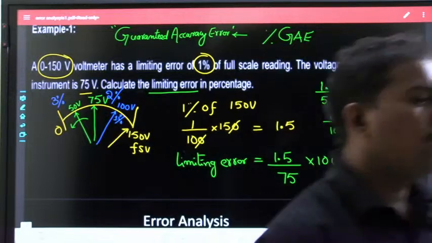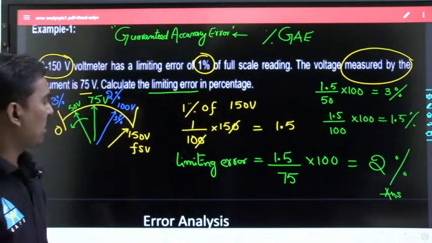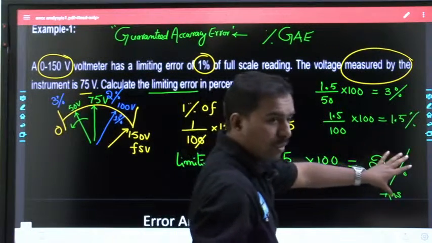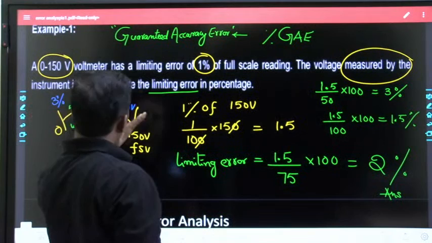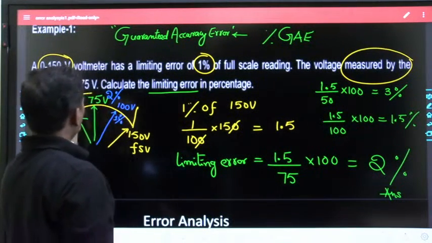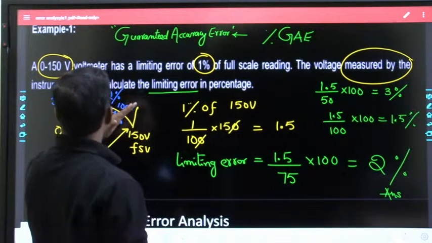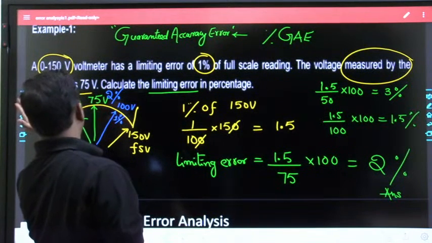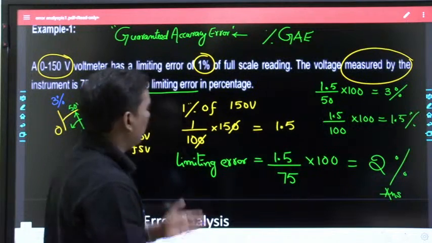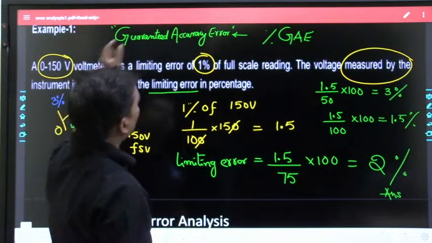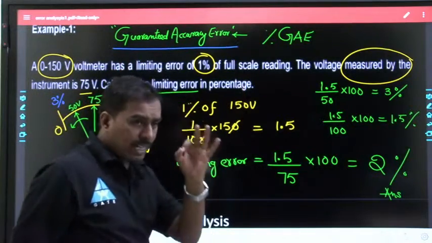Got it? The limiting error is variable. The percentage of limiting error is variable. It goes on varying. As you are moving towards the full scale value, the error is going to be reduced. As you are going towards the minimum value, the error is going to be increased. If the error is expressed over the full scale, then that is called guaranteed accuracy. Woh error toh guarantee hai.